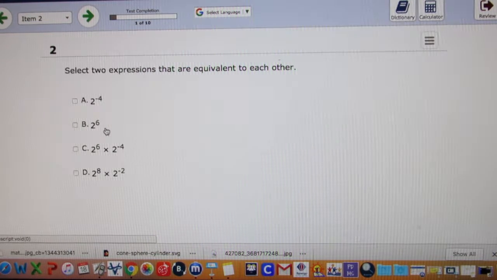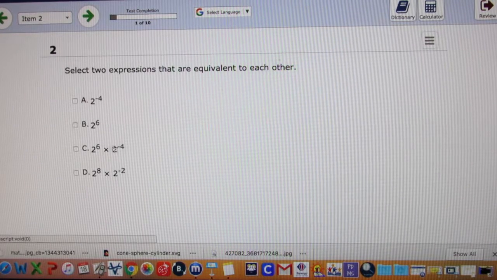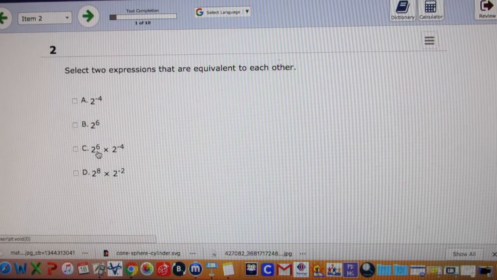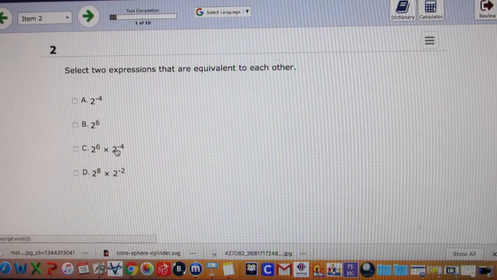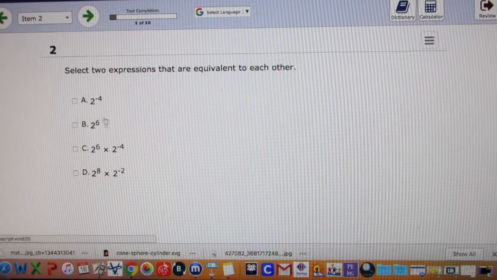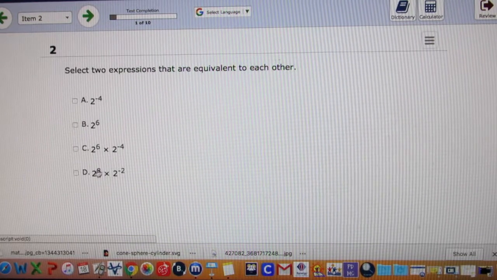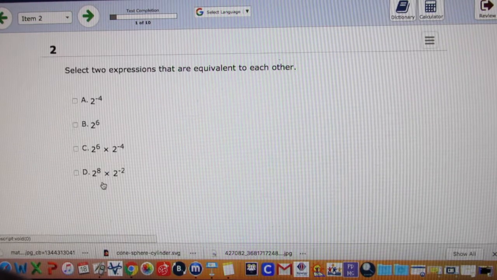So I've got 2 to the negative 4, I've got 2 to the 6th power. Here I should know that I add the 6 and the negative 4 and get 2, so this would be 2 to the 2nd power. Does not match either of those. 8 plus negative 2 is 6, so it's 2 to the 6th. So I should get B and D.